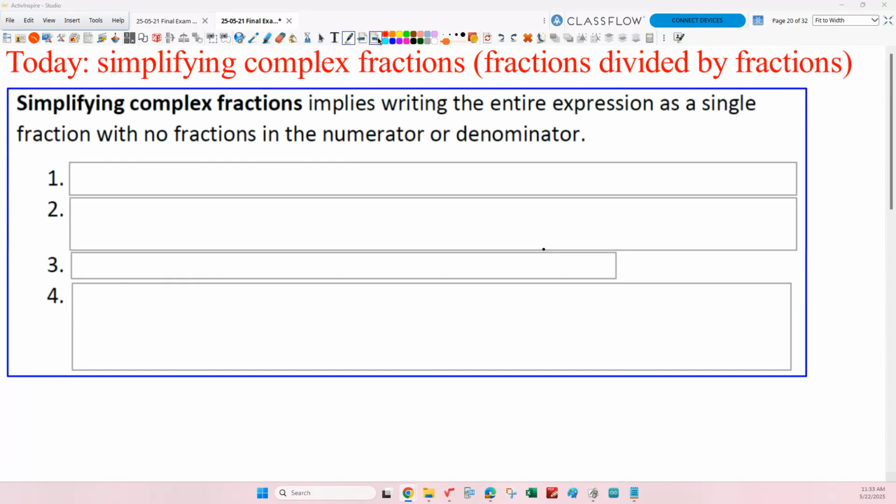Okay, what about when we simplify complex fractions? What's our first step? Yeah, we'll factor. That's not what it has up here, but that's a good point.